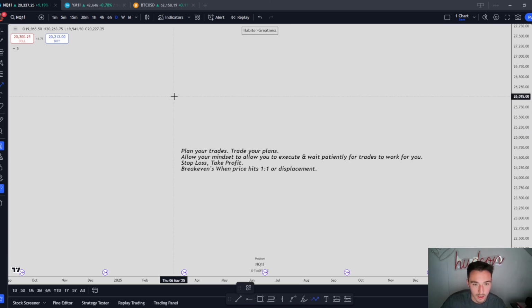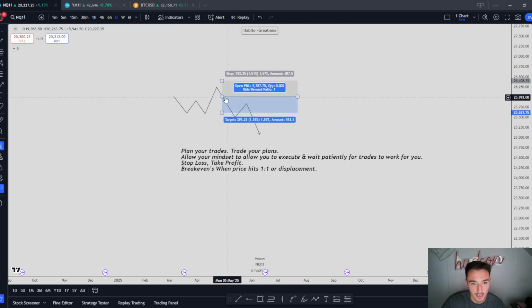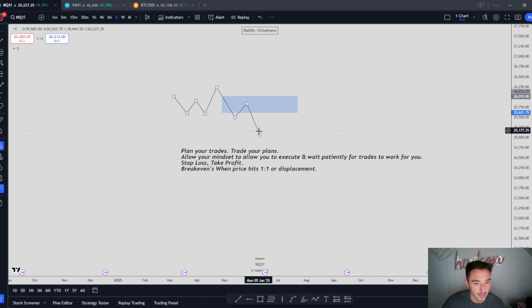So if we're right here, boom, and you shorted, let's say right here, and there's this move lower, just move your stop to break even, because there should be a PD array right here. There's a unicorn here. If it runs through that, you're probably going to get stopped out at this high anyways. So move your stop to break even.